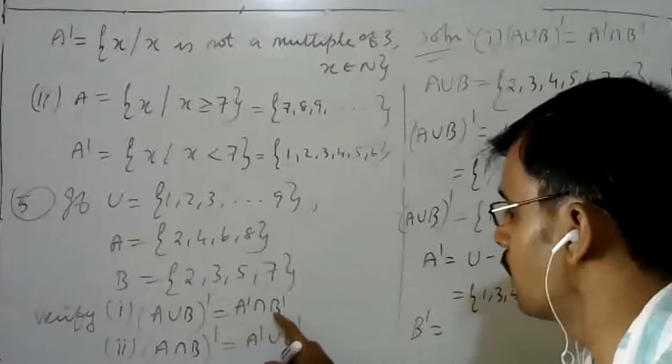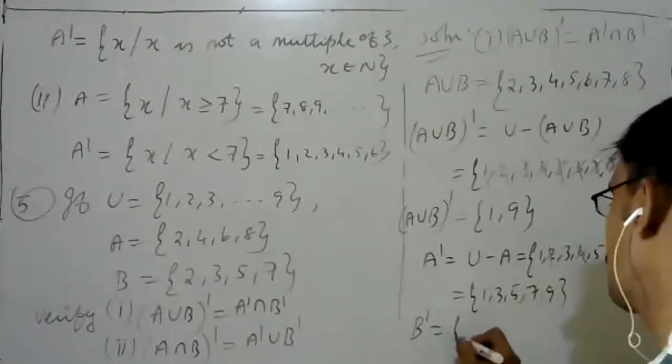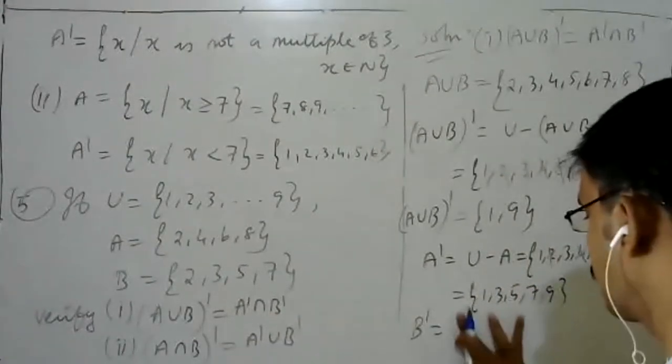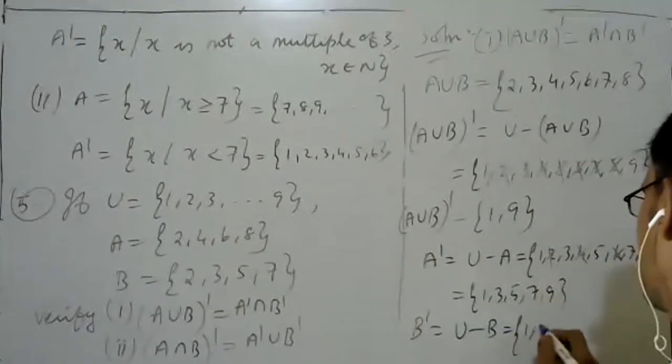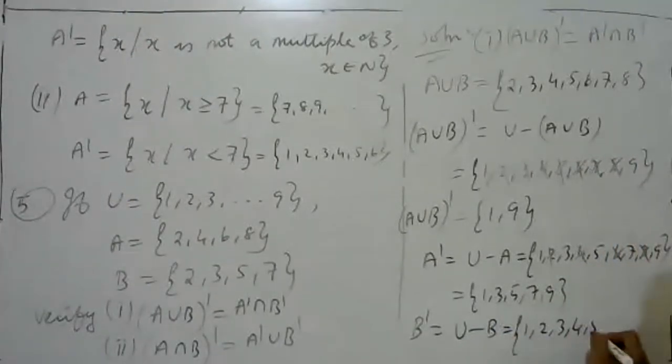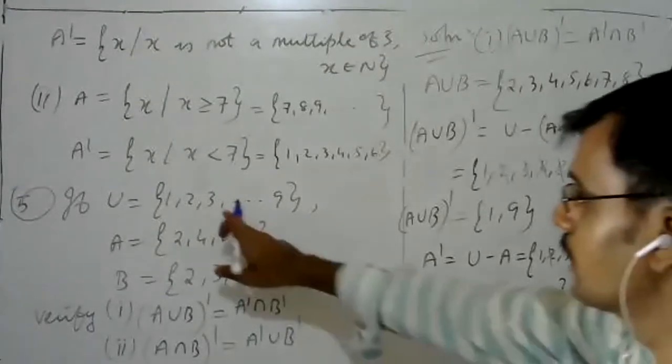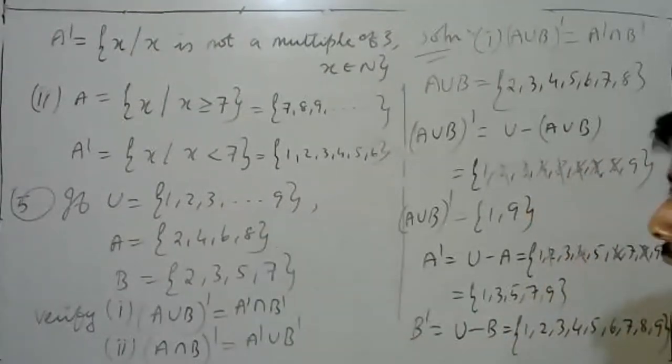First of all, find A complement and B complement. What is my B complement? B complement means what is the meaning? U minus B. What is U? 1, 2, 3, 4, 5, 6, 7, 8, 9. This is given. This U is given in the problem. I am taking the given one.